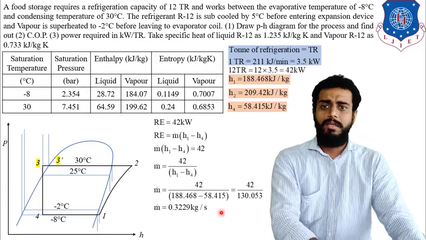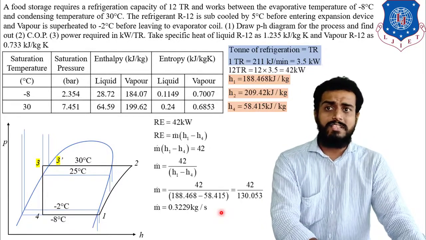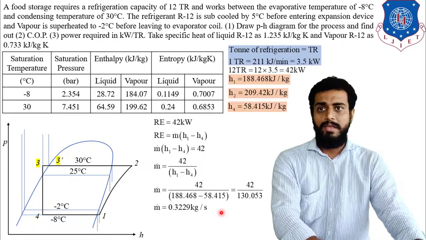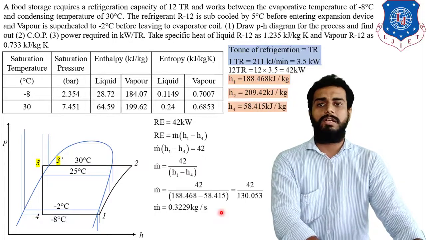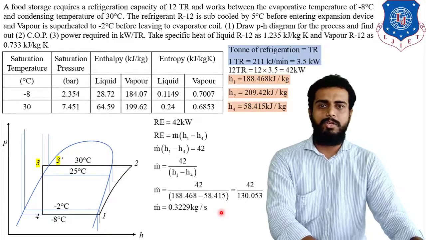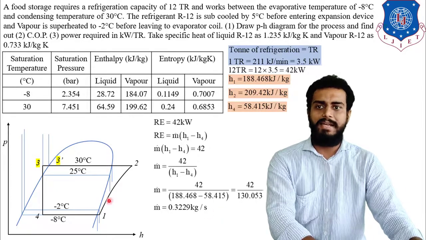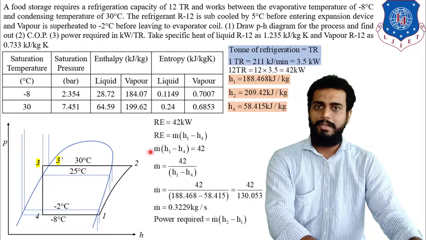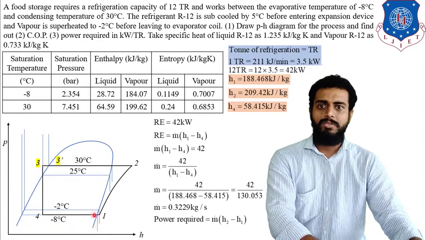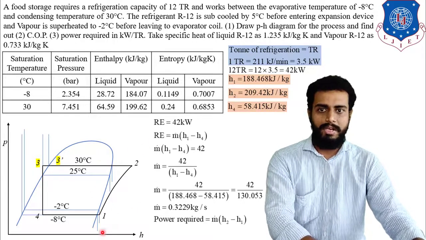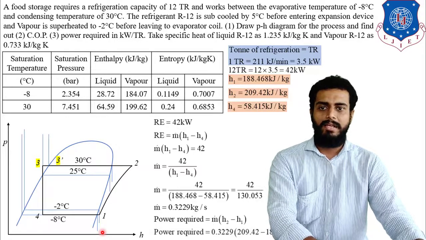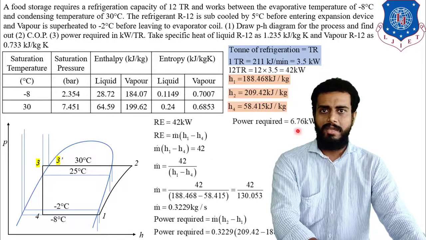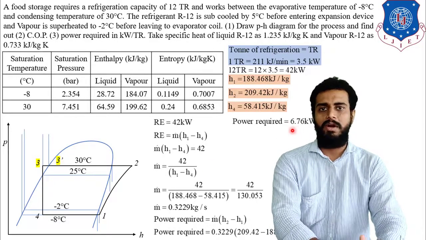Now, what are we supposed to find out? We are supposed to find out the power required in kilowatt. So let us find out the power required. Power required is equal to what? m dot (H2 minus H1). Simple, right? So we can write H2 minus H1 and find out the power. Let us substitute the values over here, and the final value of the power will be this. So that is how you can find out the power also.